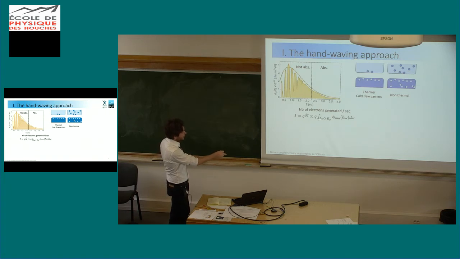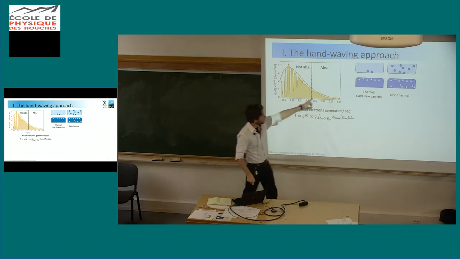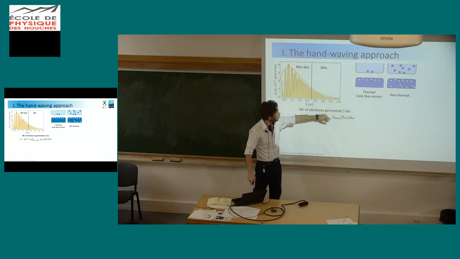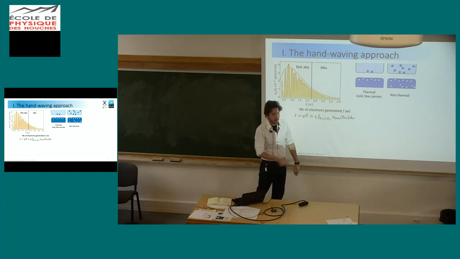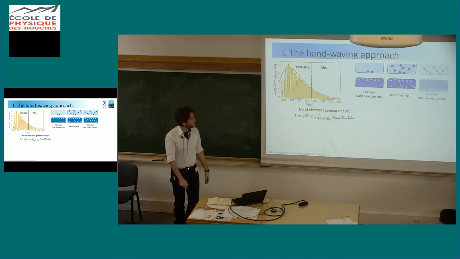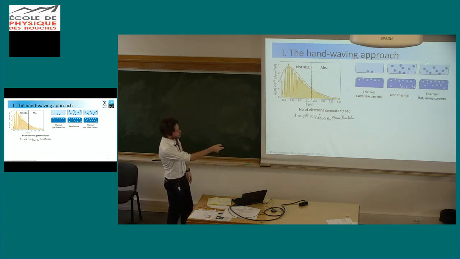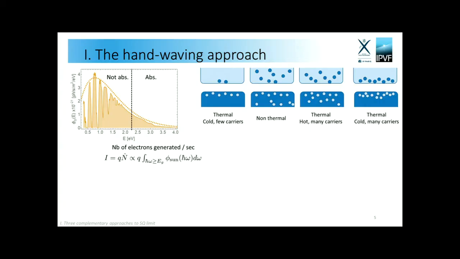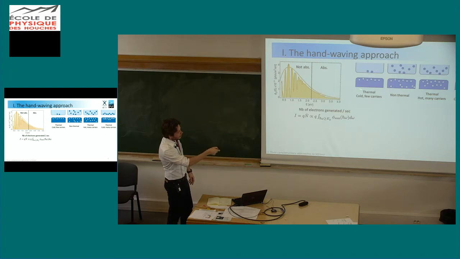And the question is, how many carriers do you have here? Well, essentially, you generate one carrier at max in this very simple picture for each photon above the band gap. So you integrate the solar spectrum above band gap, and this will give you how many carriers you have here, and so how many carriers you can extract. Now, these carriers relax towards first a hot many-carrier state, and then they will go towards an ambient temperature distribution, which is at the same temperature as this one, but now with many more carriers.